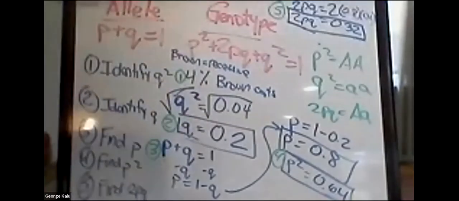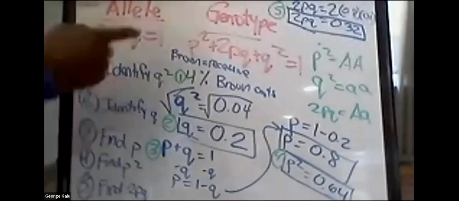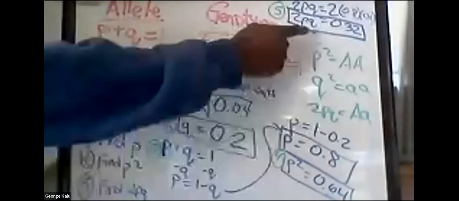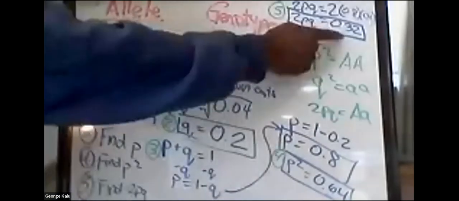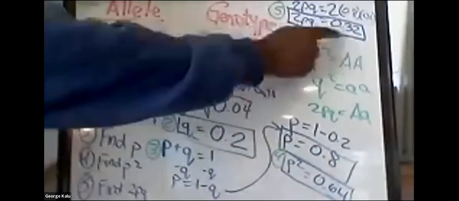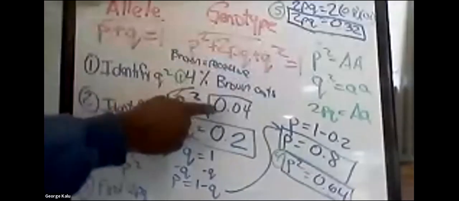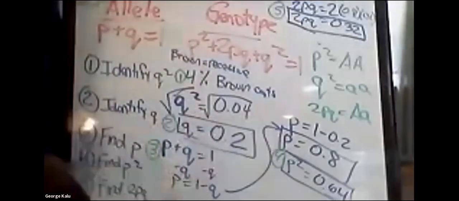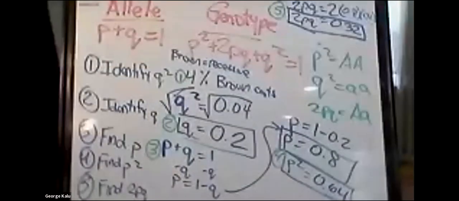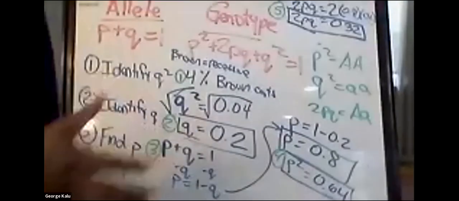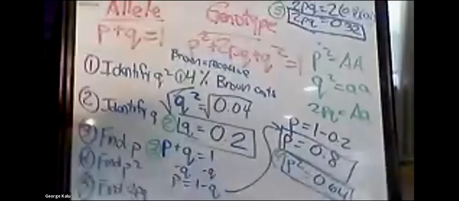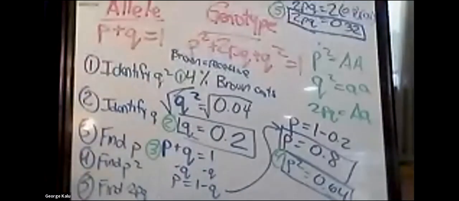That's good. The other one, we're going to check that one as well. So p squared, which was 0.64, plus our 2pq, which is 0.32, that's about 0.96. Okay, 0.96 plus our q squared, which we had initially was 0.04. That would get us 1. So we know our numbers work out, so we know we did our calculations correctly. If they don't equal 1, then you know you made a mistake somewhere. You can go back and try to figure out where you made that mistake.